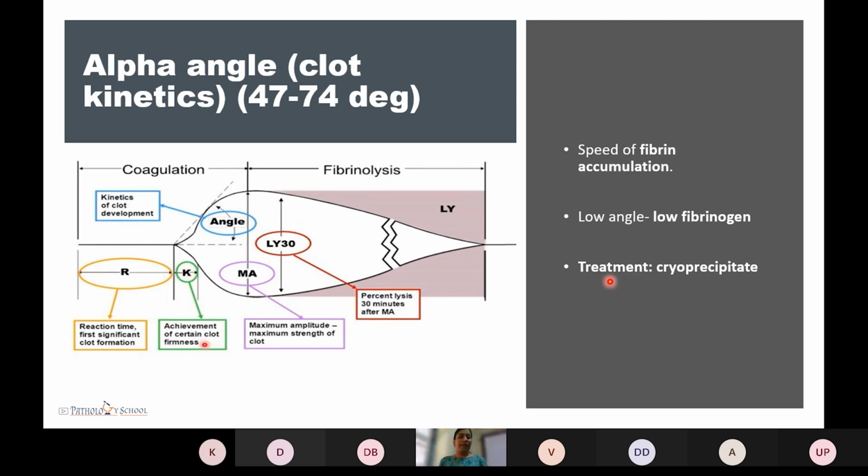Next comes alpha angle. It is this angle which is formed. It is also because of the accumulation of the fibrin after conversion from fibrinogen to fibrin. So it shows basically the speed of fibrin accumulation. So if this angle is low, then we'll say that the patient has deficiency of fibrinogen, and in such patients also we'll be giving cryoprecipitate.